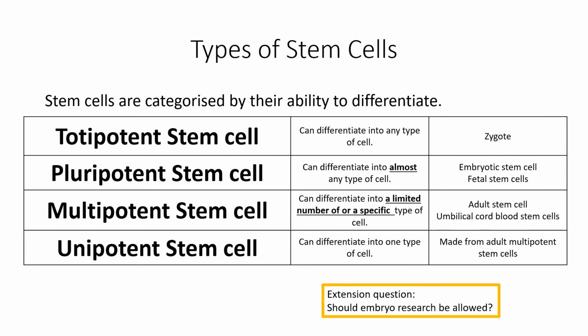Multipotent cells are much more limited because they're normally limited to a particular group of cells. For example, a blood stem cell would only differentiate into different types of cells linked to blood. And then of course we have unipotent, where that particular stem cell can only turn into one particular type of cell.